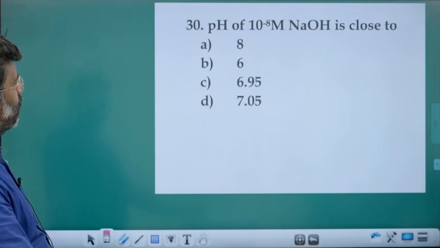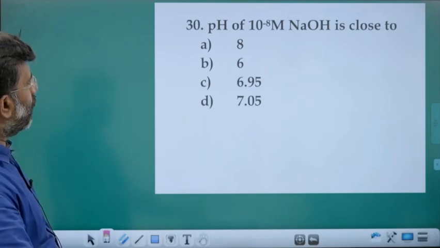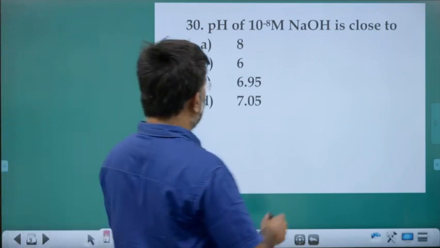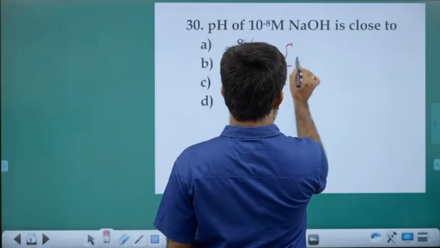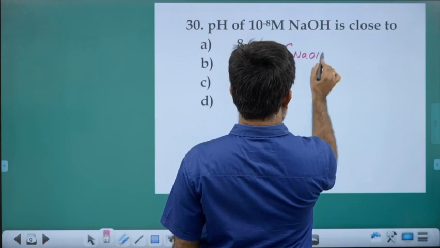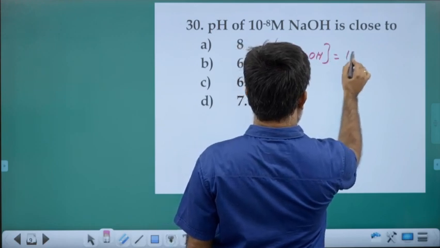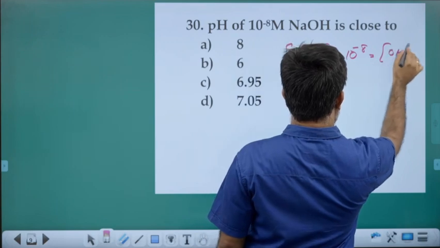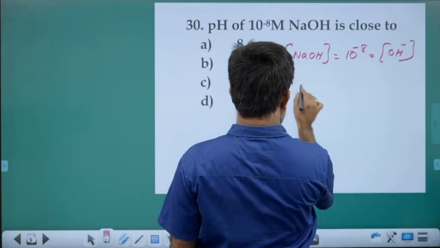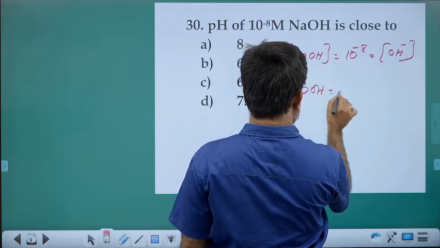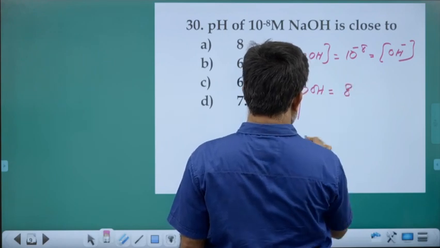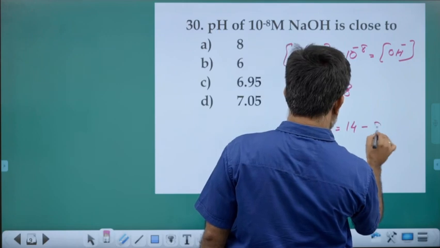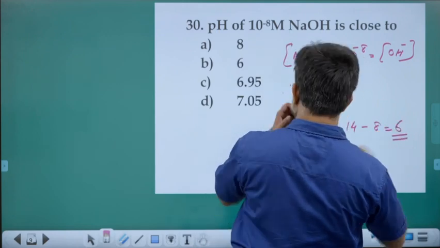pH of 10 power minus 8 molar NaOH is close to? You see, 10 power minus 8 molar NaOH. NaOH concentration equal to 10 power minus 8 molar equals OH minus concentration. Therefore, pOH is equal to 8. Therefore, pH is equal to 14 minus 8 equal to 6.